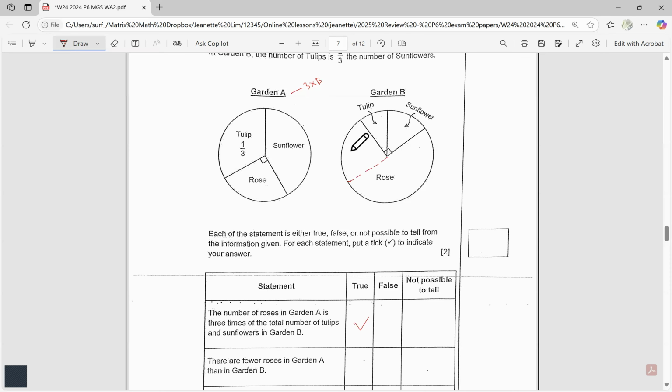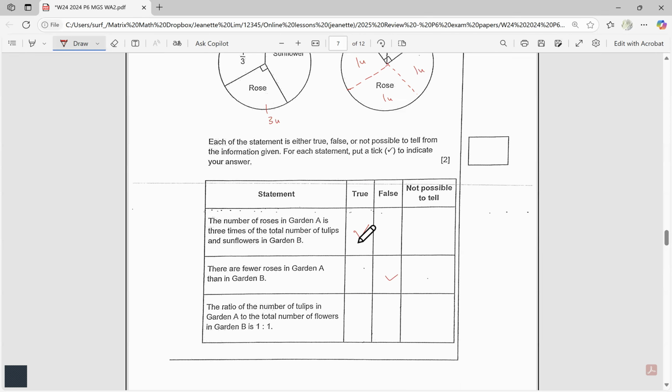okay, so it's like 3/4, 3/4. Then if this is 3 times, for example, maybe I just write it this way. This is 3 units, right? And that is 3 times of this 1/4, and that's 1 unit, 1 unit. So actually, the number of roses is the same. 3 units, 3 units. So is it true? No, it's false. It is not possible to tell, because we can tell for sure that they are the same.